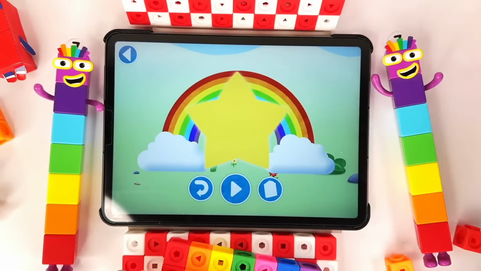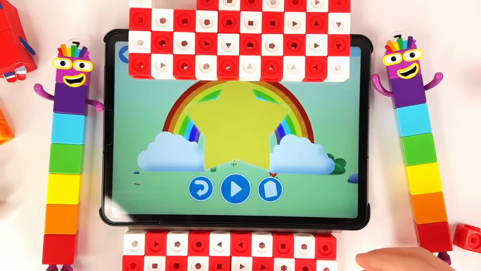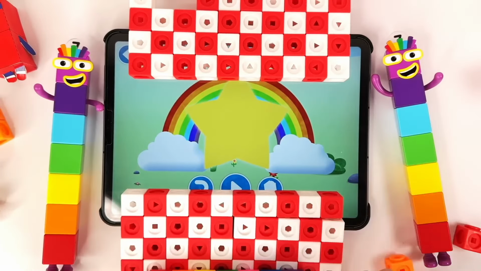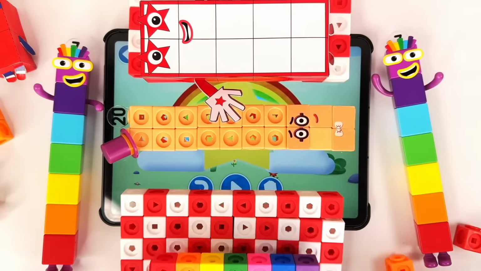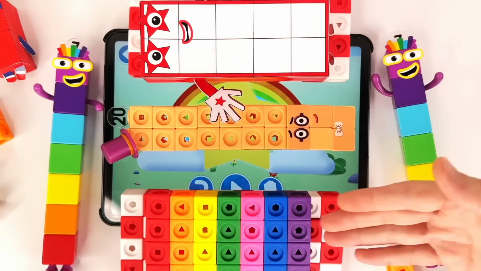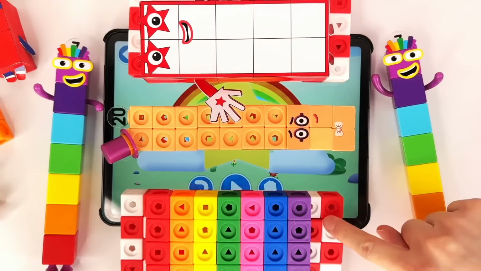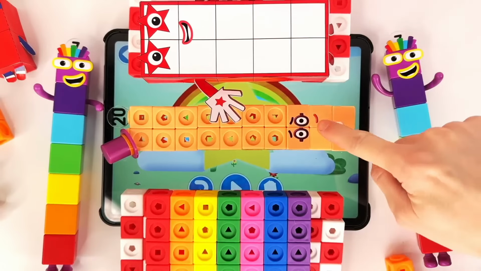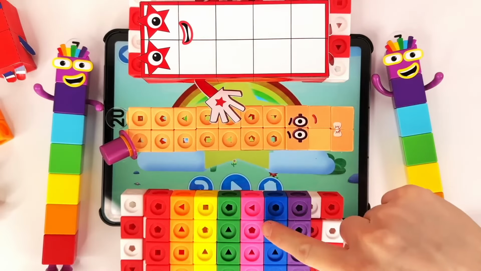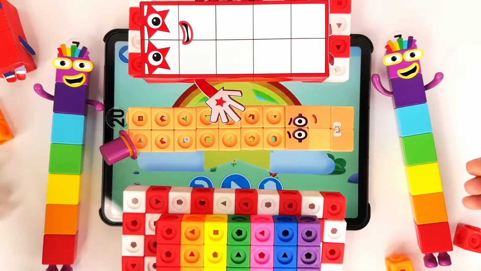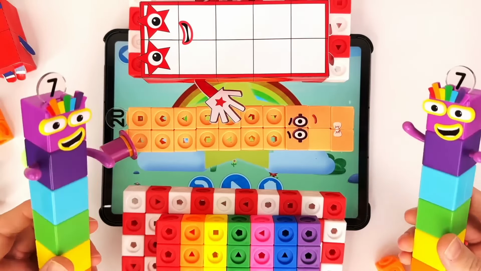Now we count our number blocks. 100 plus 20 plus 10 and plus big rainbow number 70. 100, 200, 220, 230, and 300 number blocks. Wow! This is 300 number blocks.